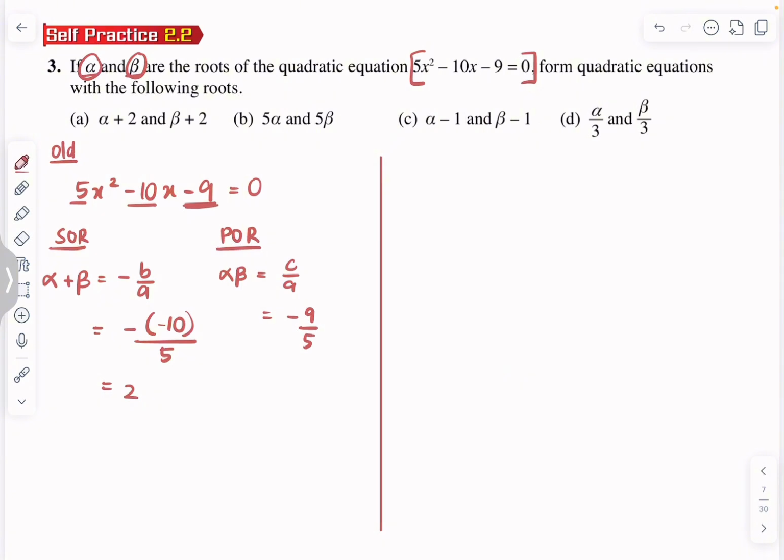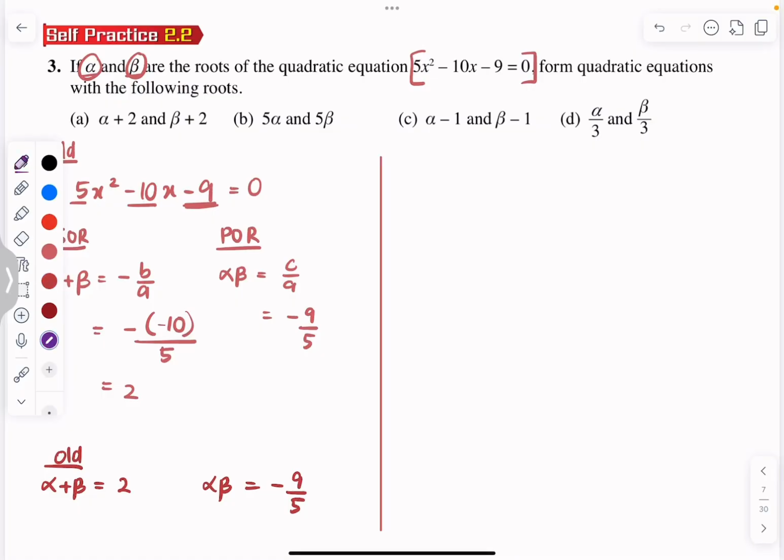Okay. So our alpha plus beta, this one I can write here. Our old alpha plus beta is 2 and alpha beta is negative 9 over 5. Okay. So we keep this here, we'll be using this soon. Now we look at the new roots and the new equation.